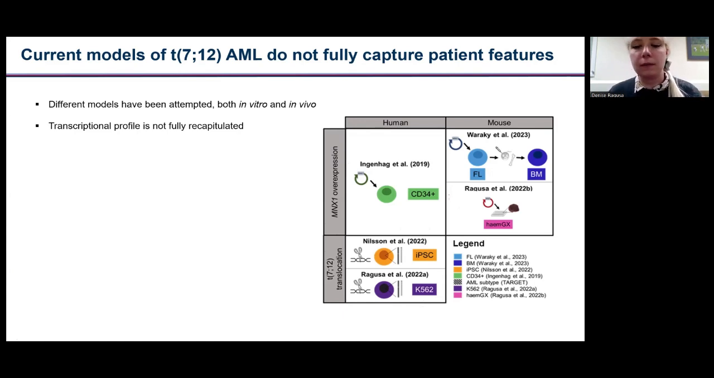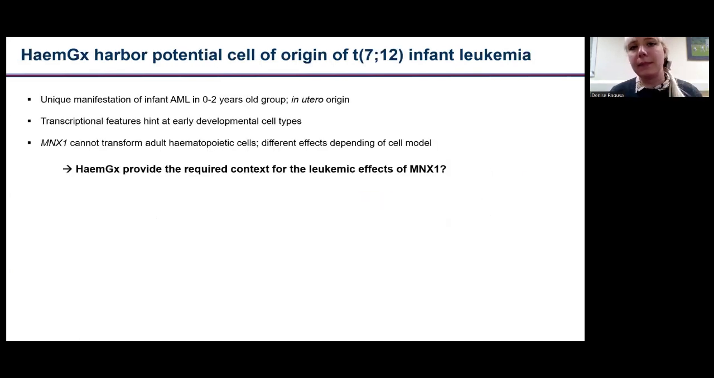All these models have really elevated our understanding of T712, although they are all in different types of settings, and we haven't found yet one model that is able to fully recapitulate what is going on with this leukemia. And one of the reasons might be, if we really go back and reflect on the clinical manifestations of this leukemia, that, again, it only hits really young children.